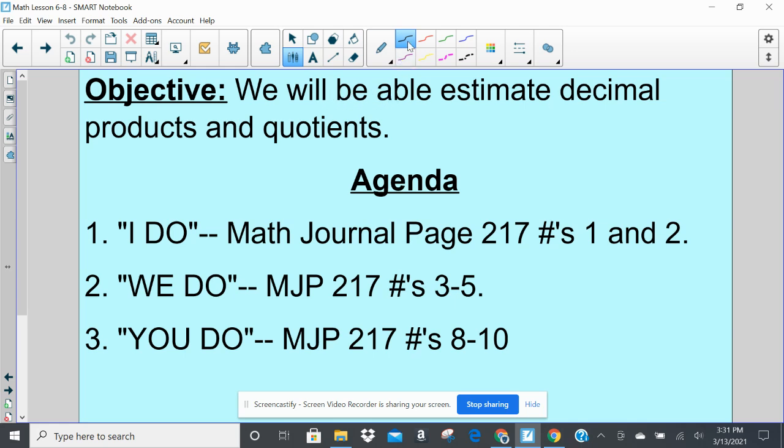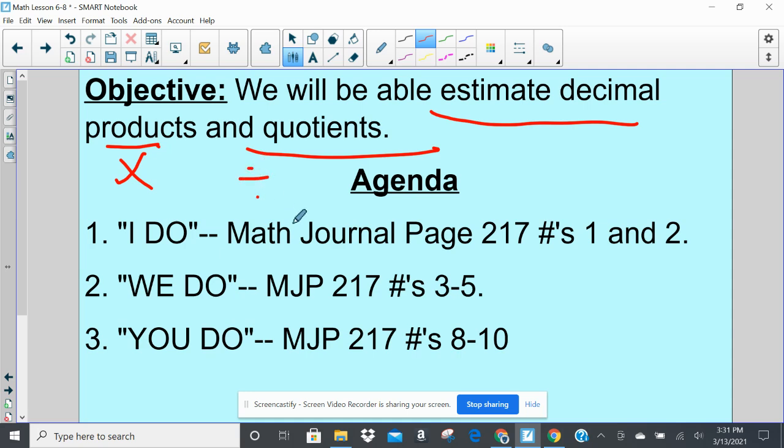Today, what are we doing? Today, we are going to be able to estimate decimals, products, and quotients. So that would be multiply and divide. All right. So let's go ahead and take a look.